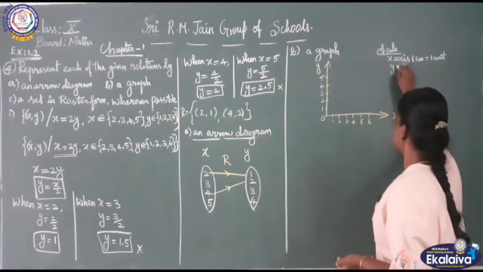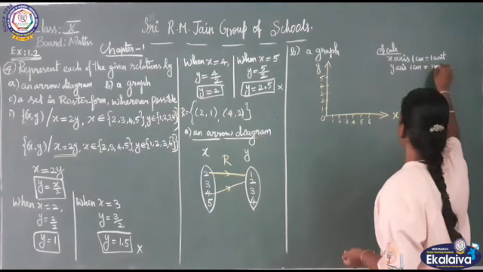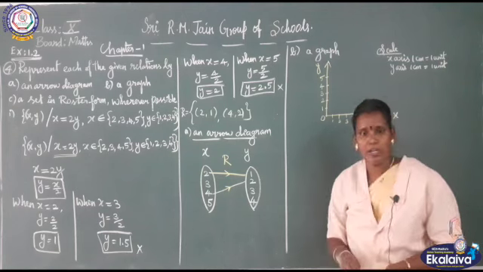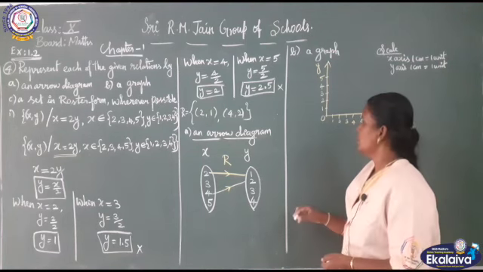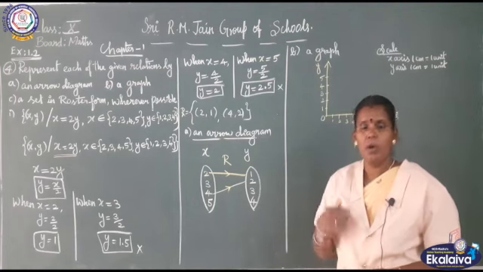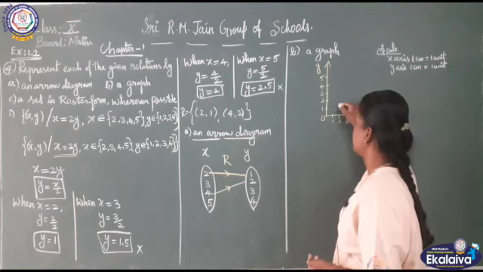Here Y axis, 1 centimeter equal to 1 unit. After writing the scale, I am going to mark the points in the graph sheet. So the point we received is 2, 1. 2, 1 means when X is 2, Y value is 1. So we have to find when X is 2, Y value is 1. So this is the point 2, 1.